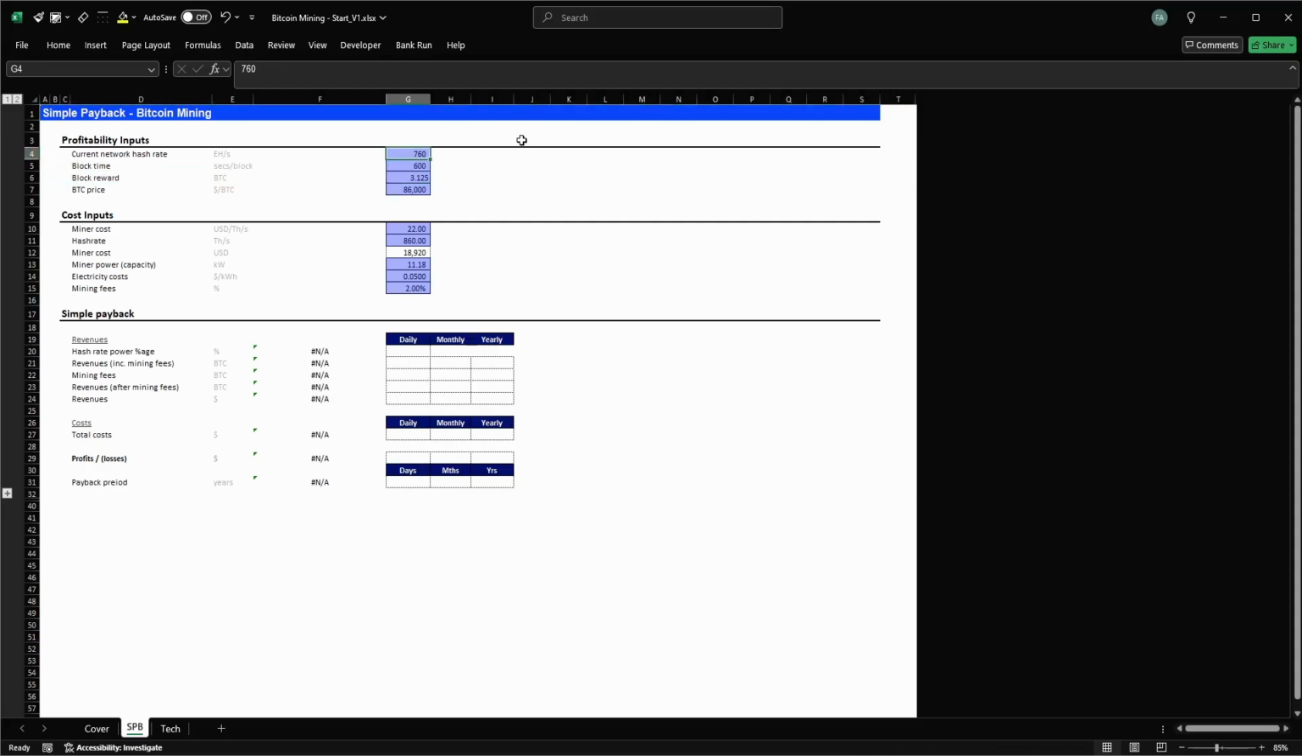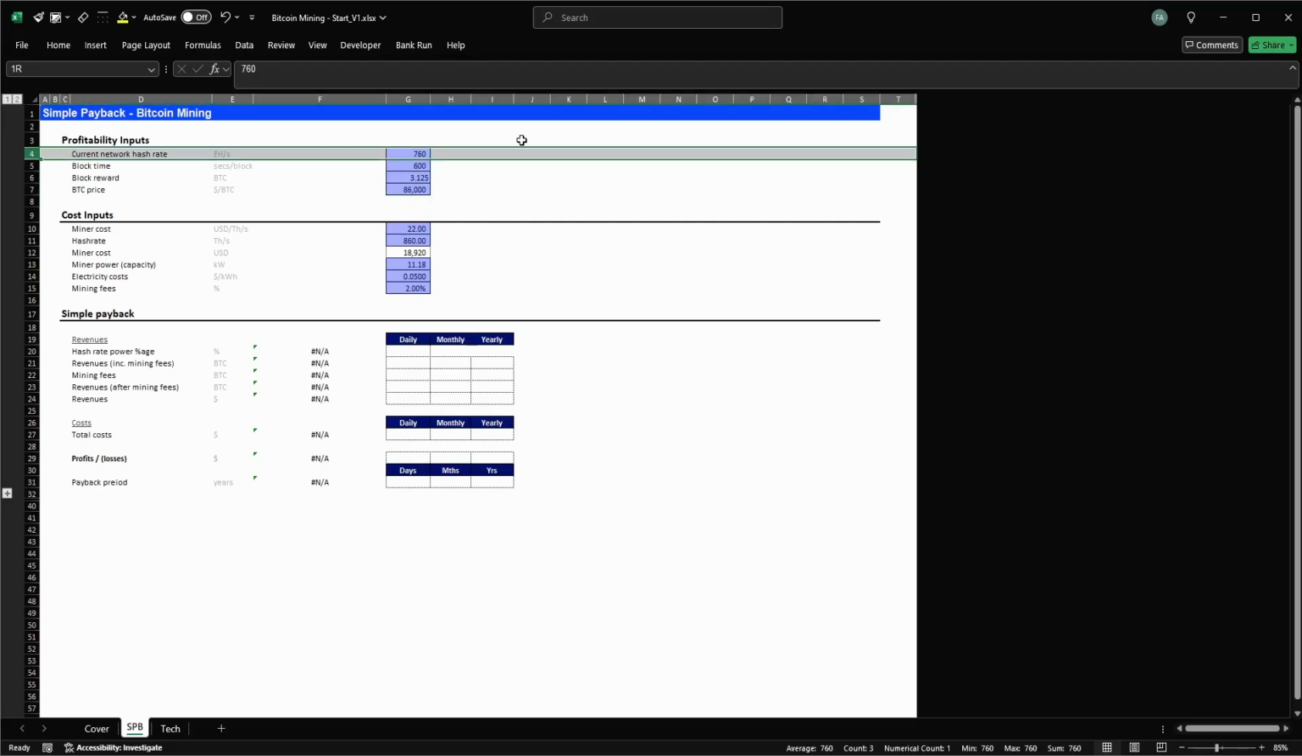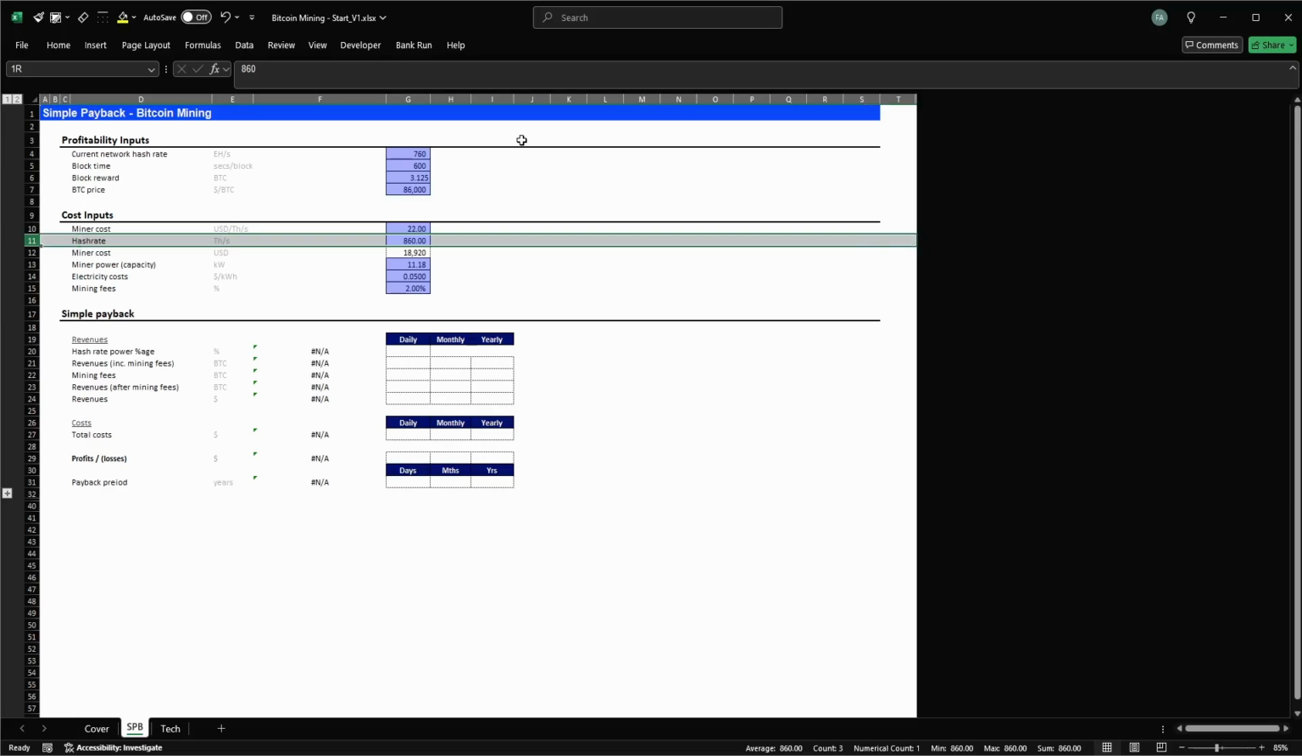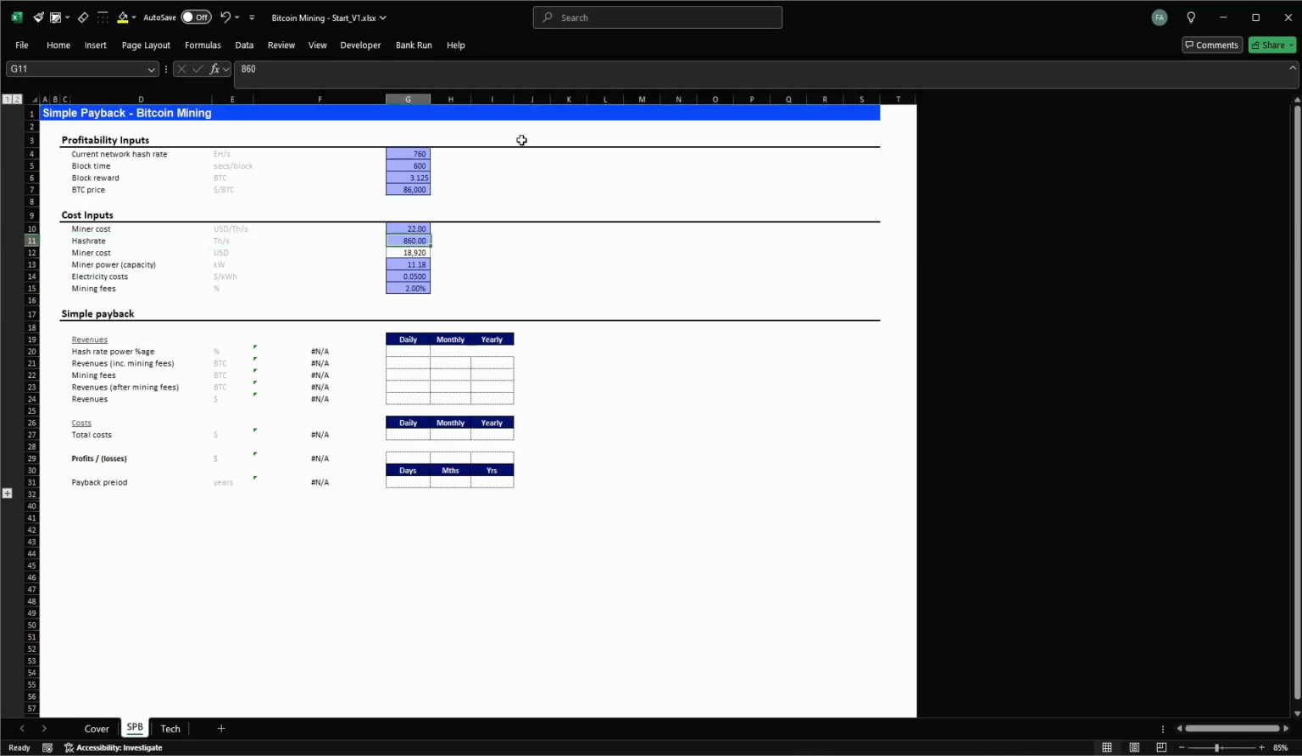All right, so this is the current hash rate of the network, 706 exahash per second, and we're going to get 860 terahash per second. If we want to convert this number to terahash, we have to multiply it by 1 million. So that's how we do the conversion.